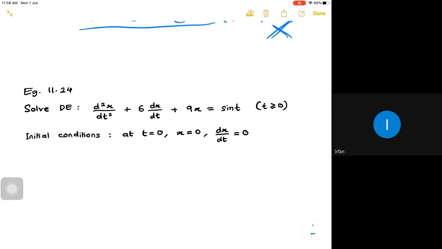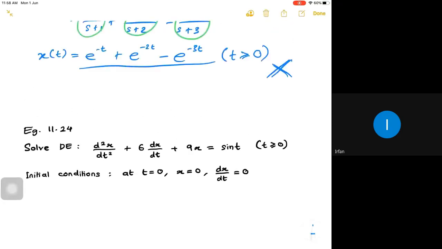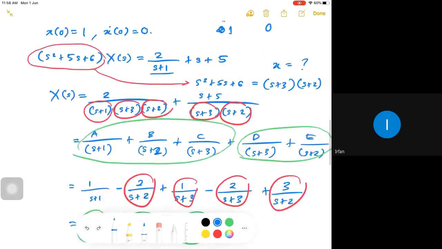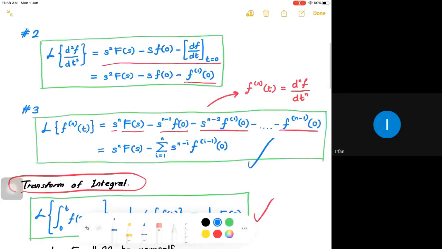In example 11.25, the difference is we have the third derivative in the differential equation. So we have the d3x dt3 component in the function. So how to solve that? Simple. Just use the same formula right here, but replace n with 3. Yeah? That's it.